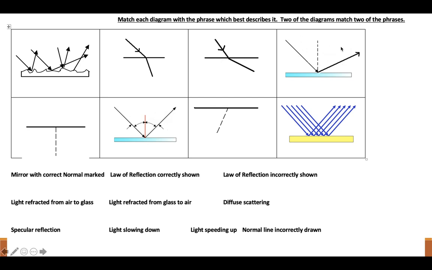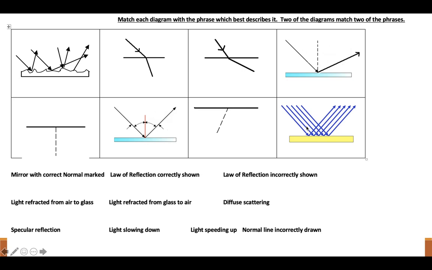This one is the incorrect law of reflection drawn. You can see that it's not a perfect reflection going on here. The angles are not the same. This is the normal line correctly drawn. This is the law of reflection correctly drawn because the angles are equal to each other. Remember, angle of incidence equals angle of reflection. Number 7 here, the normal line drawn incorrectly. The normal line must be drawn at 90 degrees to the surface. And finally, this shows specular reflection, just like you'd see in a mirror.